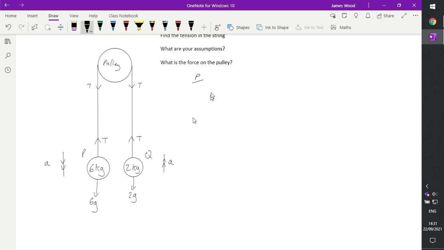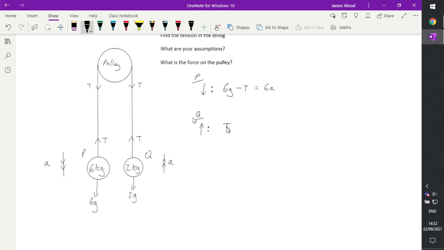Now, if we consider the forces just on P, so just here, then I'm going to resolve downwards, just because that's the direction it's accelerating. So I'm going to get 6g minus T equals 6a. So force is mass times acceleration. So 6g minus T equals ma. If I do the same for object Q, this one I'm going to resolve upwards because that's the way that it's moving.